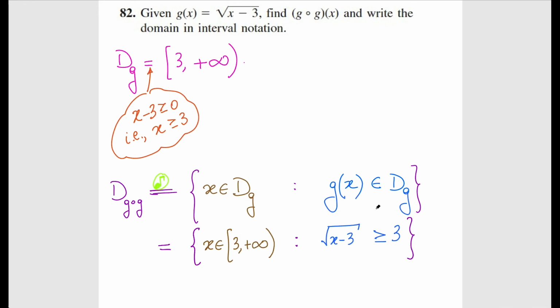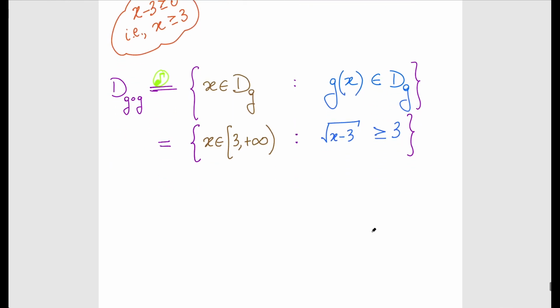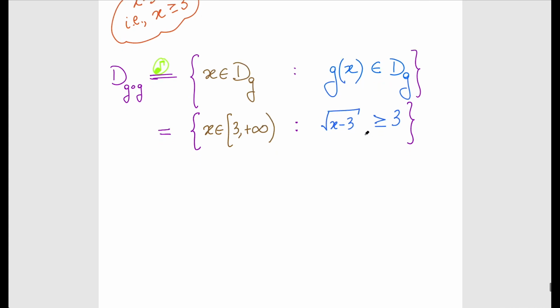One more time. The blue part, g of x is in the domain of g. G of x is square root of x minus 3. That's what g of x is. And for something to be in the domain of g, it should be a number that's at least 3, right? So this number should be at least 3. Make sense? Okay. And now we need to find what this means in terms of x.